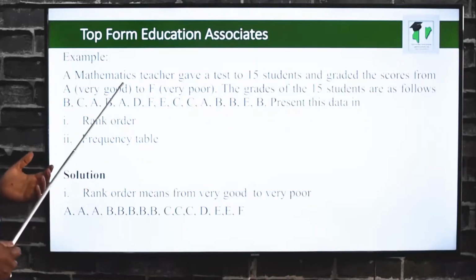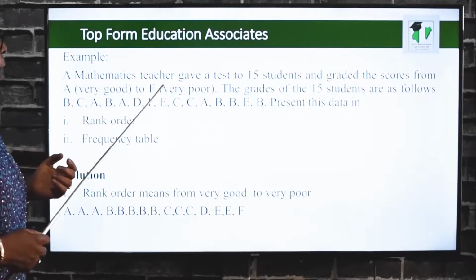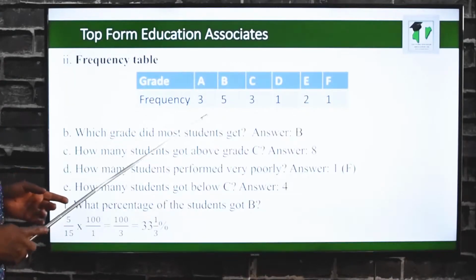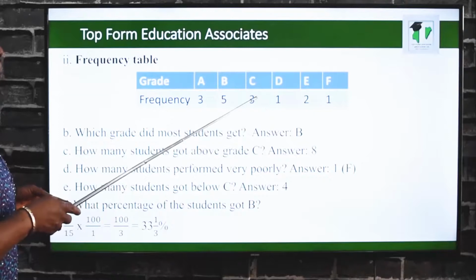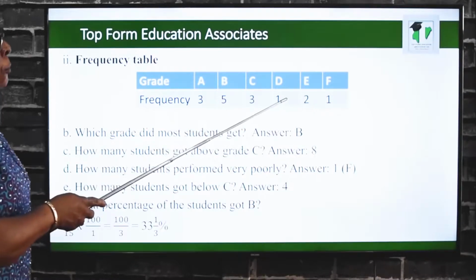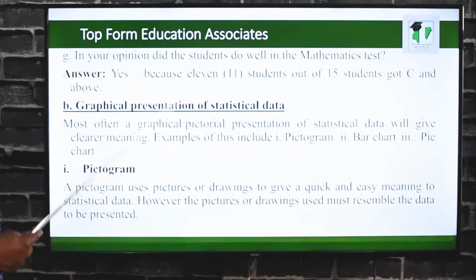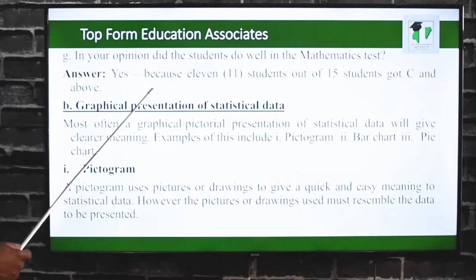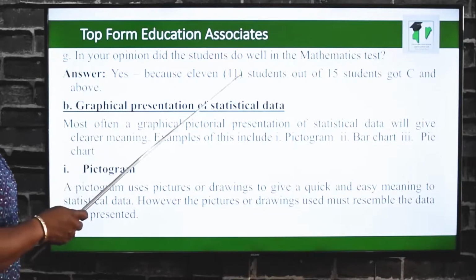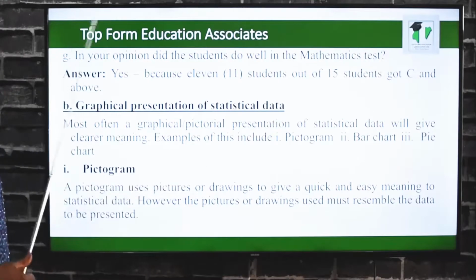We have students, the grades A, very good, to F, very poor. Now, looking at the frequency table, C is the middle, and we have just 4 students below C. So our answer, in our opinion, is that yes, many students did well because 11 students out of 15 students got C and above.